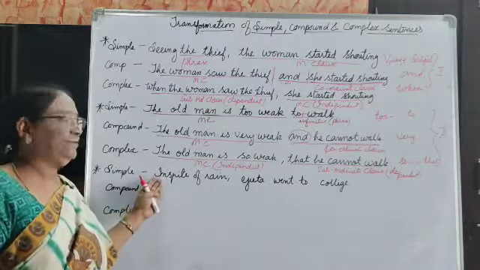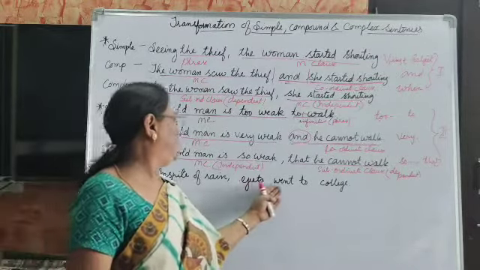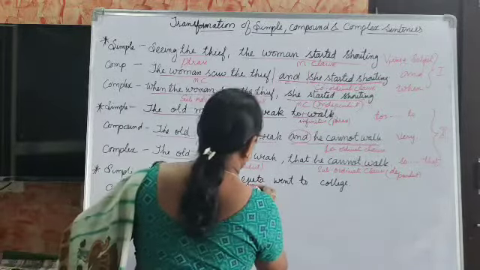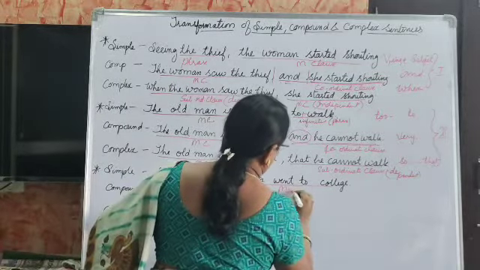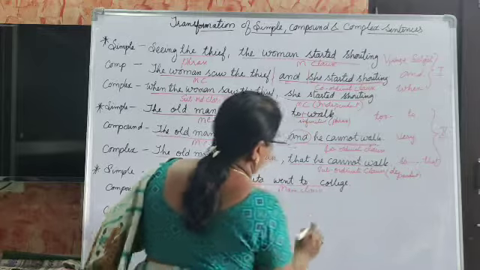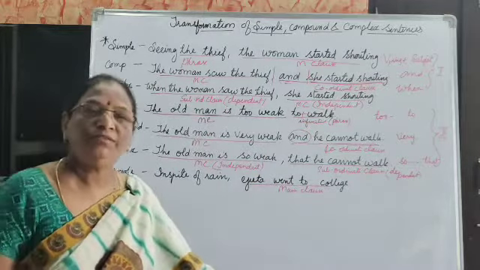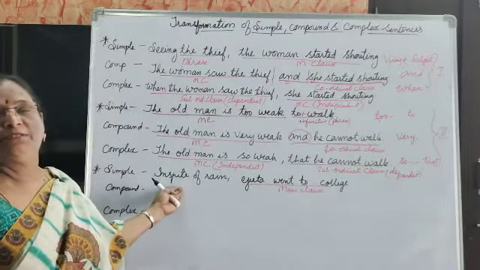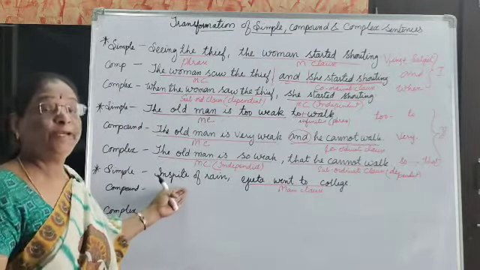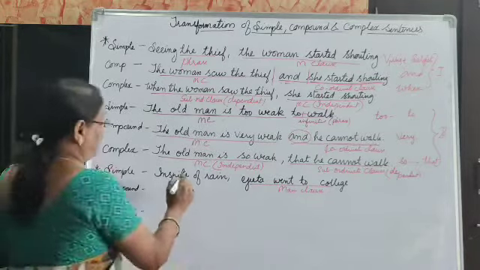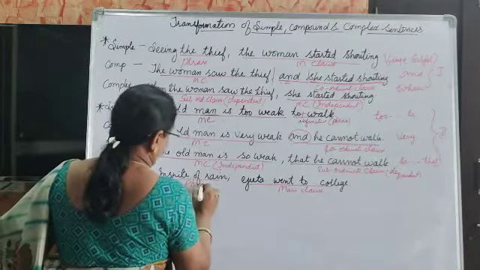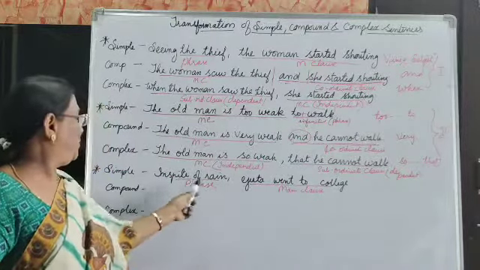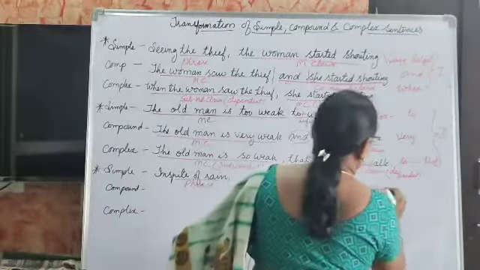In spite of rain, Geeta went to college. Here "Geeta went to college" is the main clause. Main clause means a group of words with subject and verb. "In spite of rain" is a phrase. "In spite of" is a prepositional phrase. One phrase and one main clause.